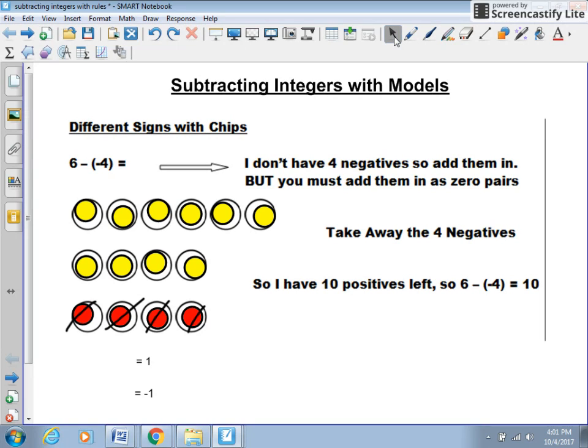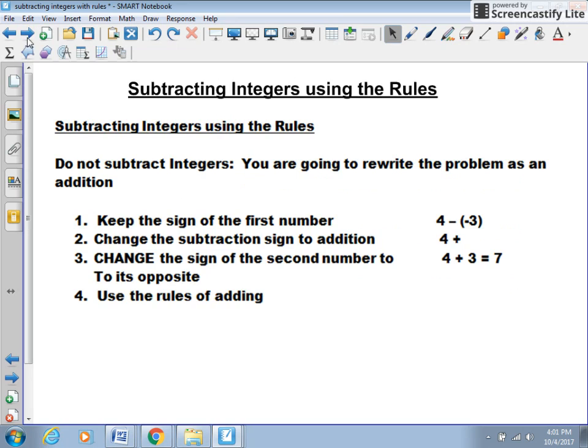Just in the same sense that when we were adding integers, we did addition with models, and we did addition with rules, we have subtraction with models, and we have subtraction with rules. So let's go ahead and learn what some of the rules are. Take out your note sheet and take out a highlighter or a pencil and underline the things that I underline, or follow along and write down what I'm writing down. The first thing in your notes just goes over the rules.